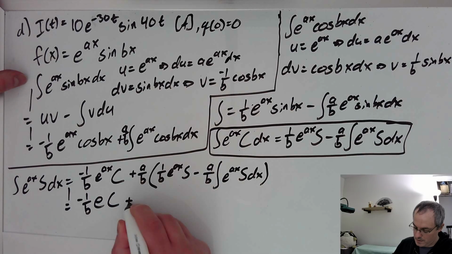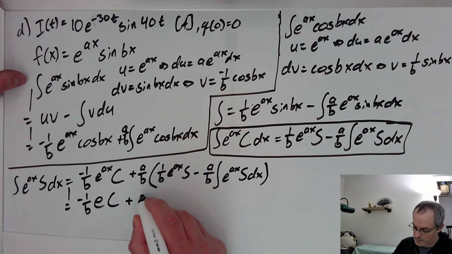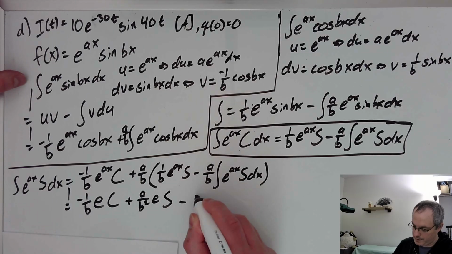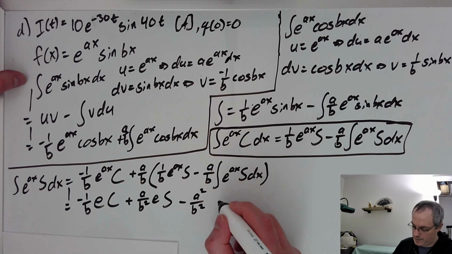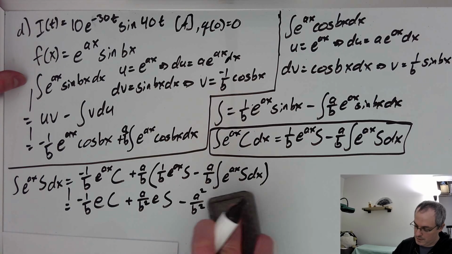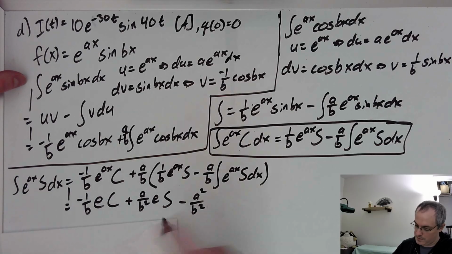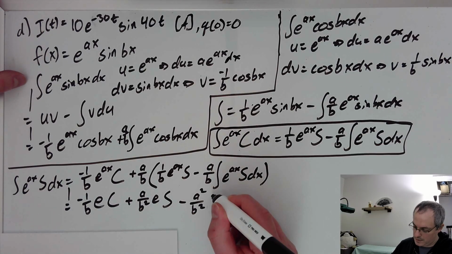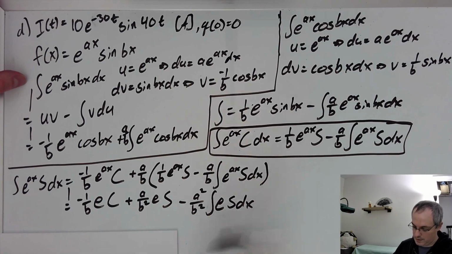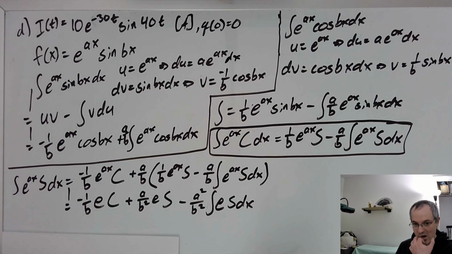C plus a over b squared e S minus a squared over b squared e, and don't forget the integral sign, integral e S dx. Okay.